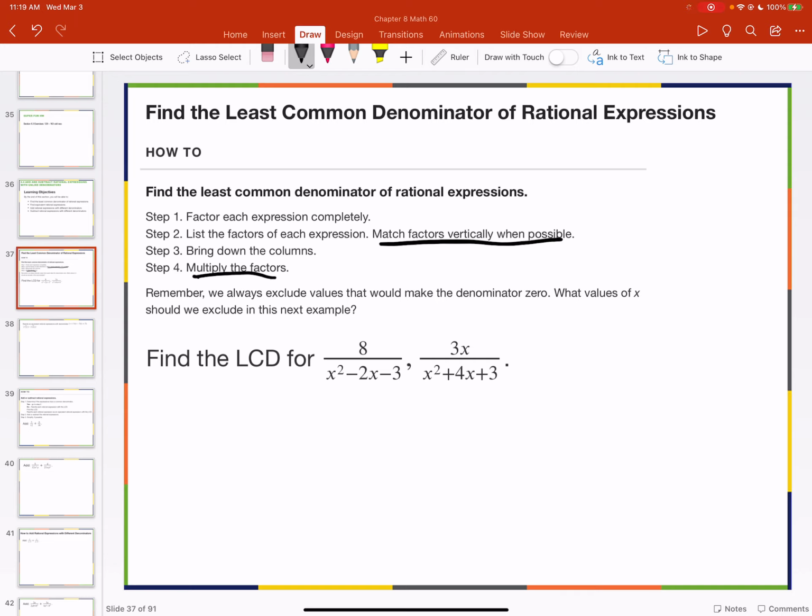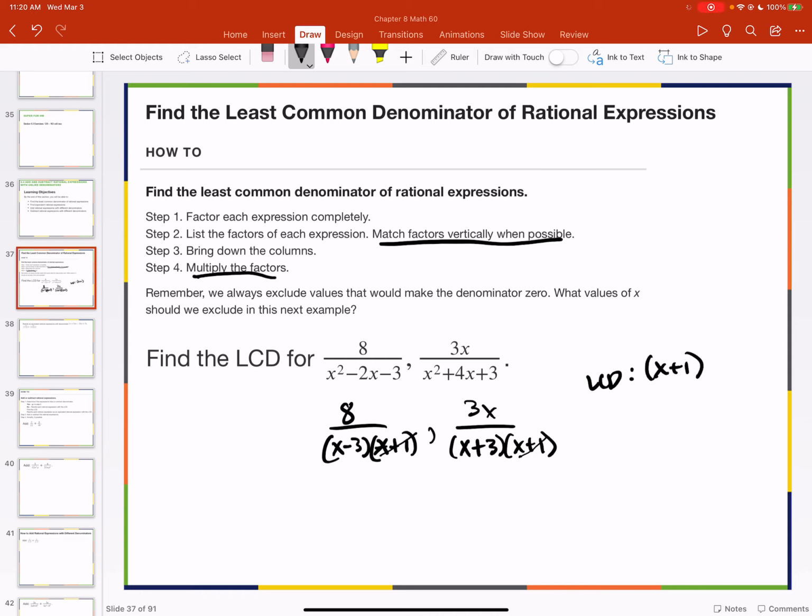Let's factor this. So this would be 8 over x minus 3, x plus 1. And then this would be 3x over x plus 3, x plus 1. So your least common denominator. It's very easy to see which ones are pairs, so you include the pairs. This one represents both of these, and then you have to account for these two. So it would be x plus 3, x minus 3, okay? And this would be something that both of these would divide into, so it's good.